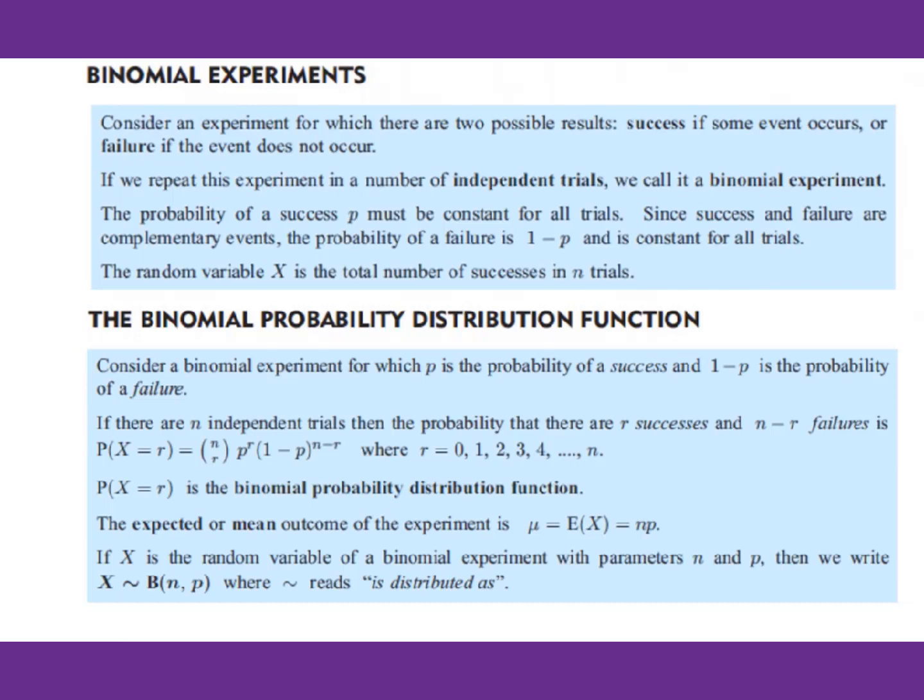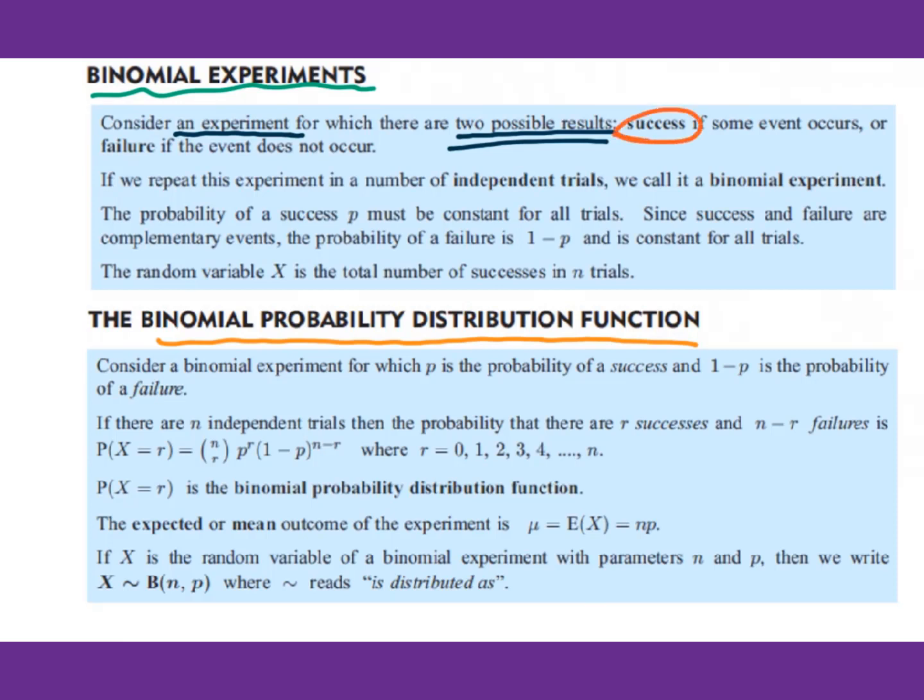This video is about the binomial probability distribution. First of all, let's talk about binomial experiment. Consider an experiment for which there are two possible results, success or failure. If we repeat this experiment in a number of independent trials, we call it a binomial experiment.